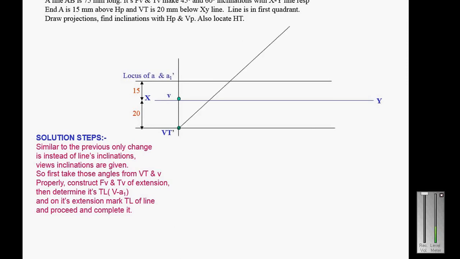So this is point A. Then I draw a line through point VT, and this angle is 45 degree, and I will get the point A dash. Through point V draw another line with angle 60 degree. The beta is 60 degree, and then I draw a projector line through point A dash. It will touch the line from point V, so that point is A. So I will get the points A dash and A.